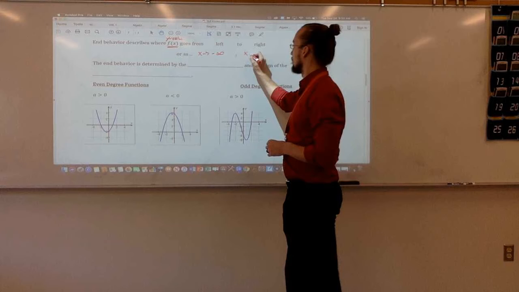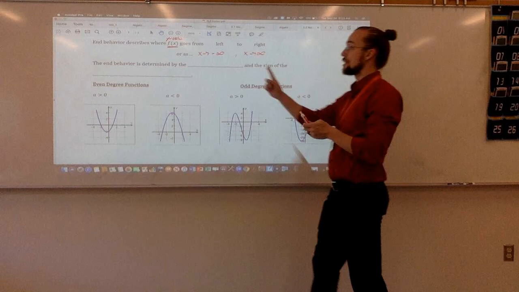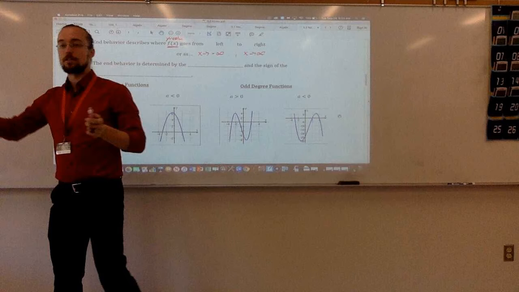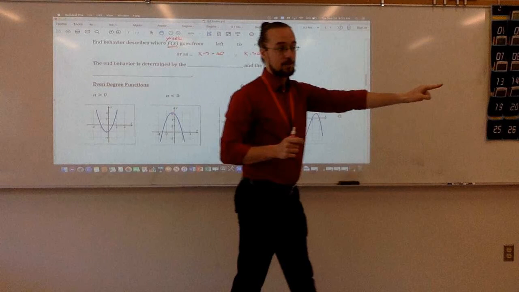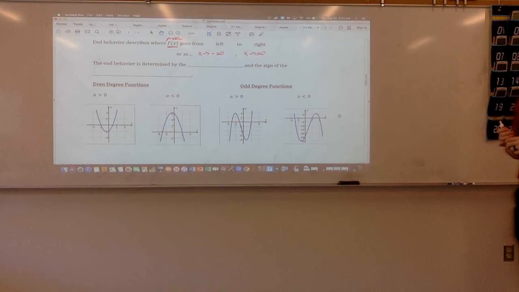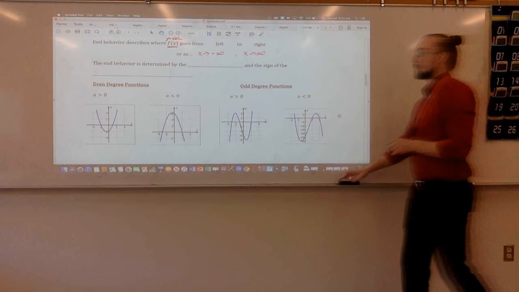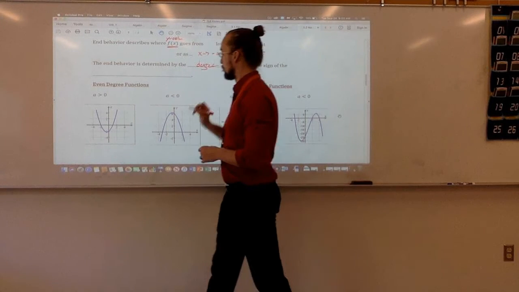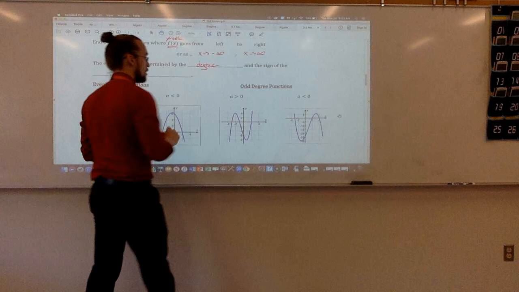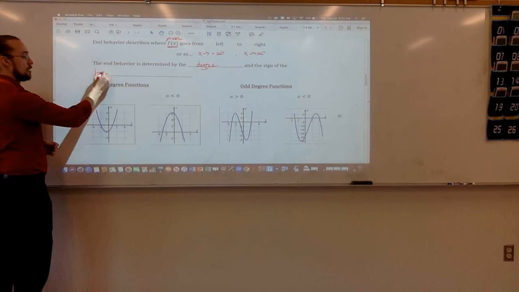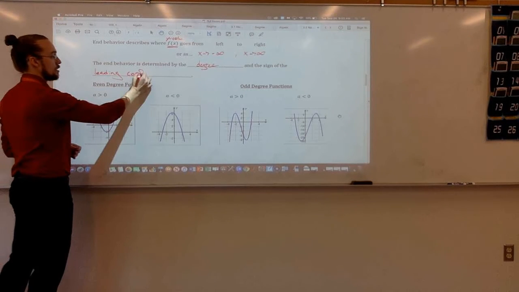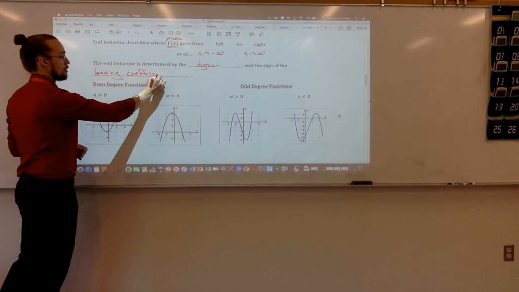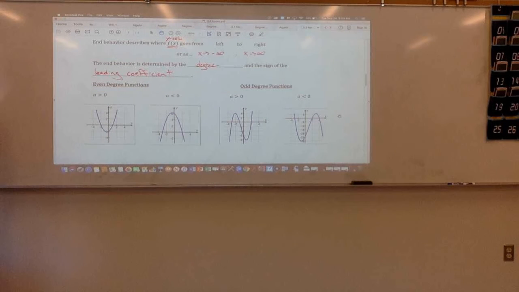Okay, so this is how we're going to write this. Going to the left is just saying as our x value goes to negative infinity. Right? Going to the right is just saying as x goes to positive infinity. So the end behavior is determined by the degree and the sign of the leading coefficient. So there's only 4 possibilities.